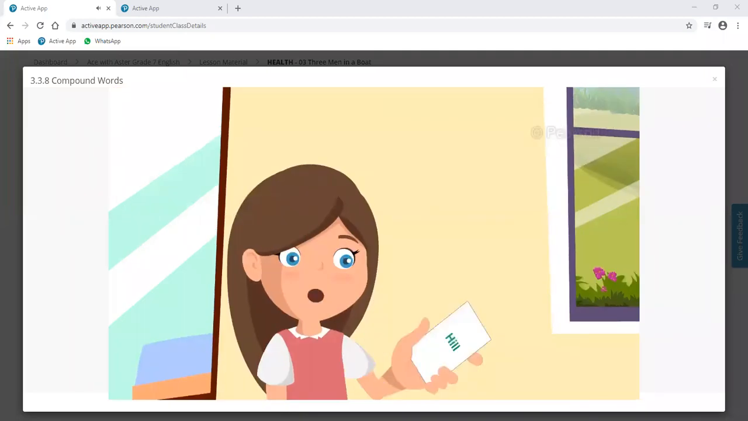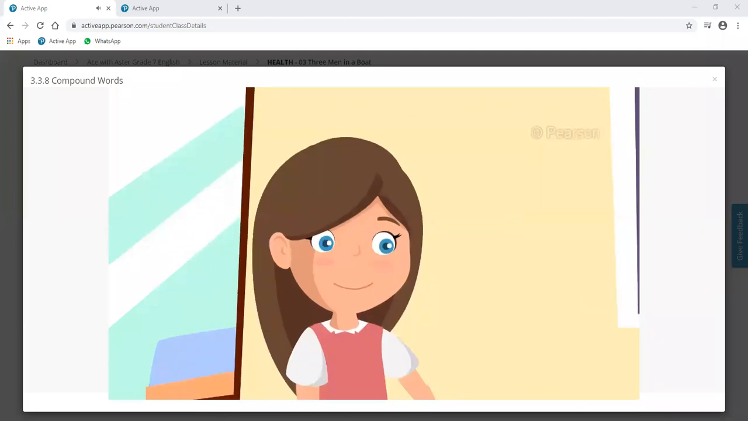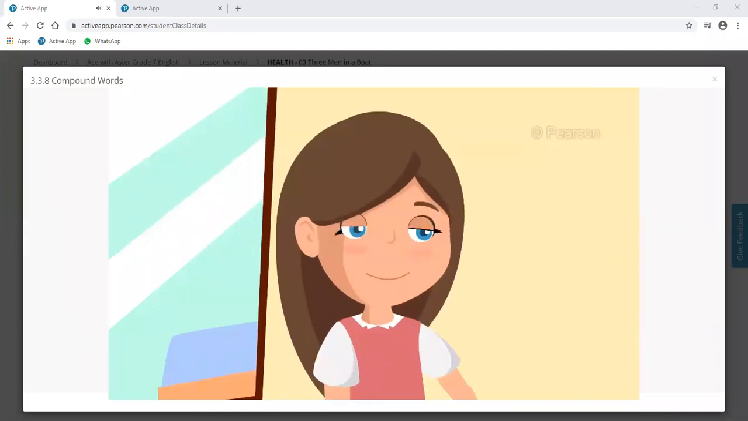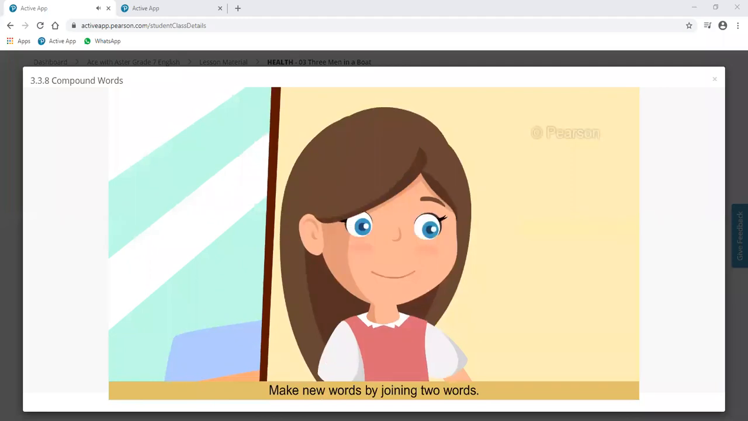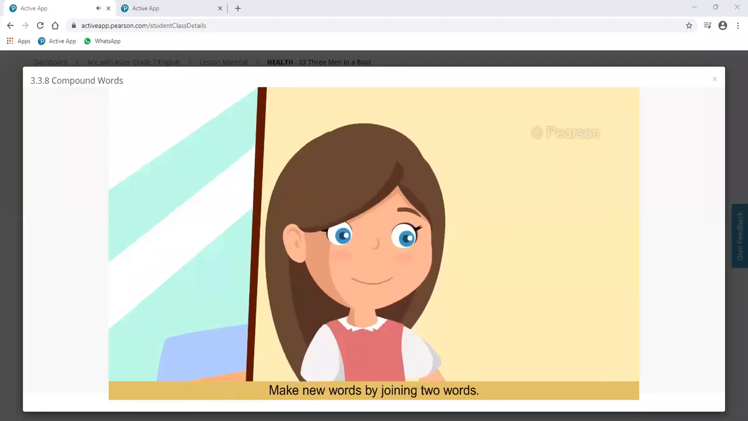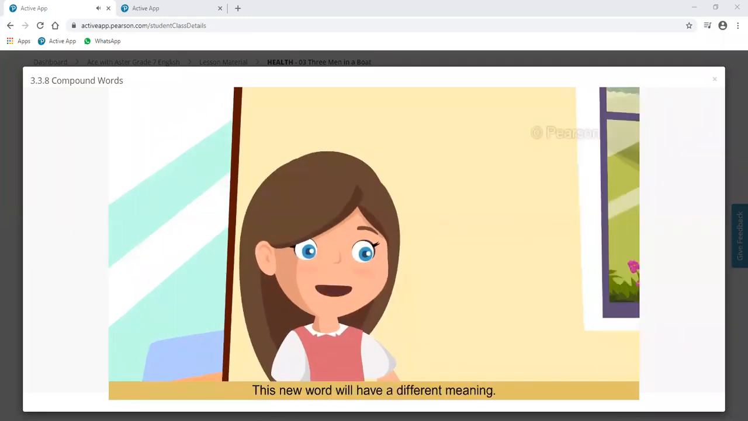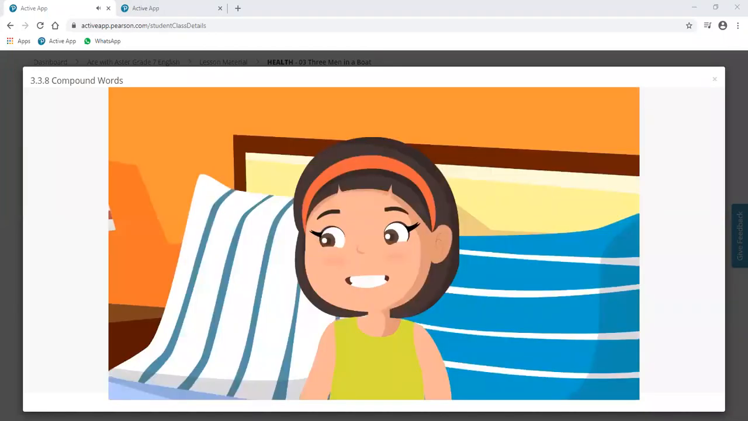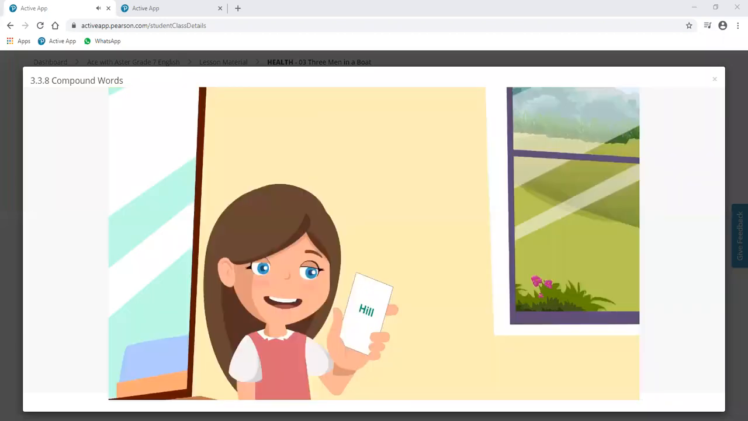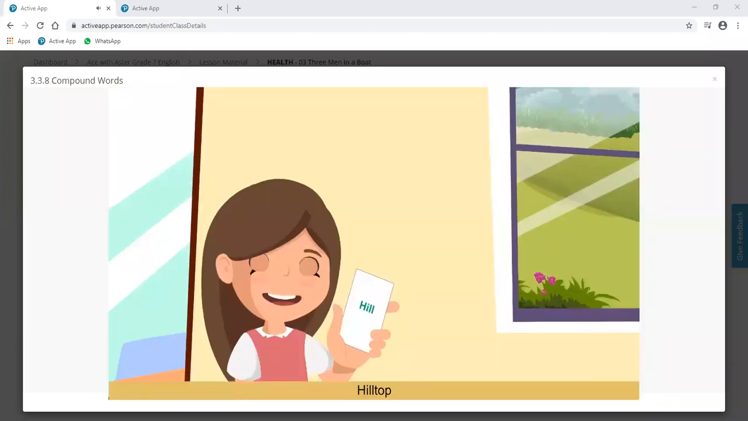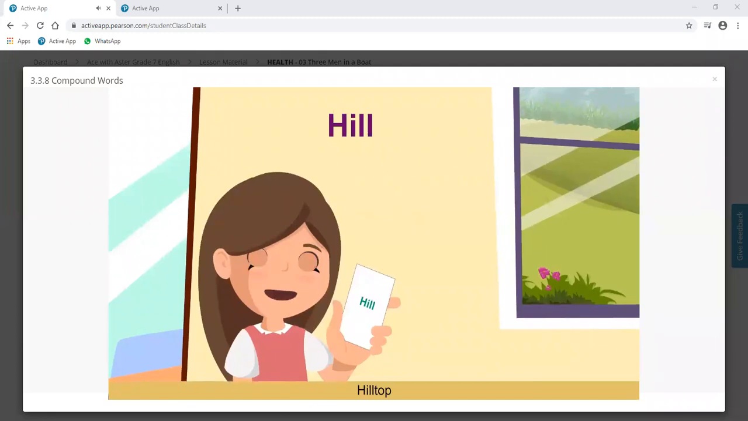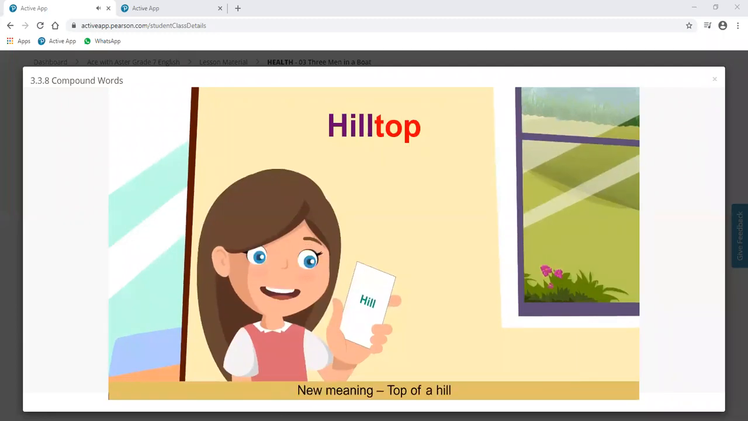Okay, so let me explain a little first. Sometimes you can make new words by joining two words. And this new word will have a totally different meaning. Such words are called compound words. Yes, so the word hilltop is formed using the words hill and top. It means the top of a hill.